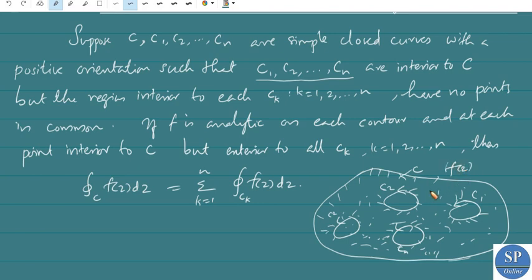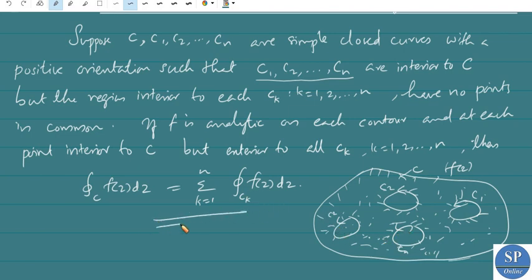f of z is analytic inside or on C, C1, C2, etc., Cn, and interior to C but exterior to C1, C2, etc., Cn. Then the integral over C of f of z dz is nothing but the integral over C1 plus the integral over C2 plus etc., plus the integral over Cn of f of z dz.